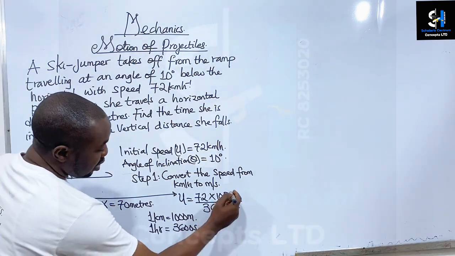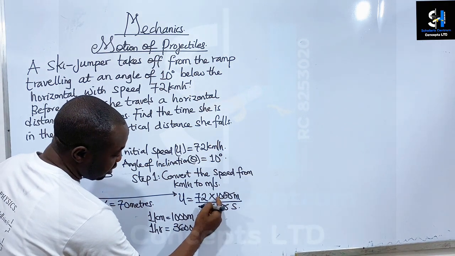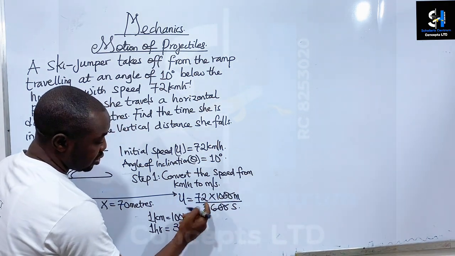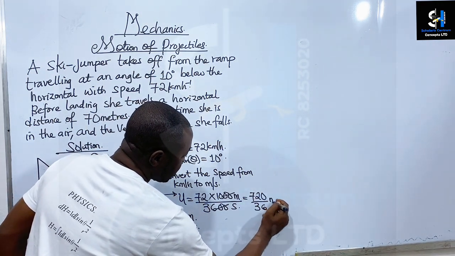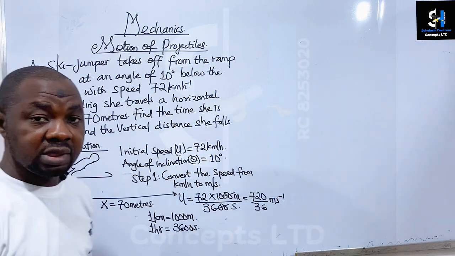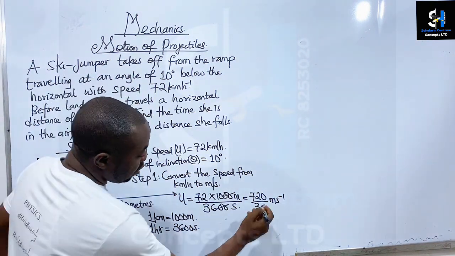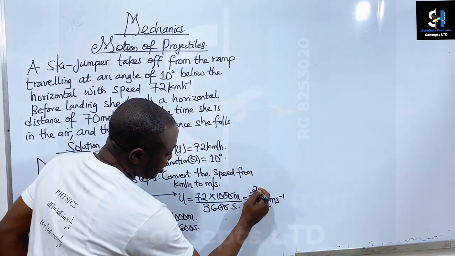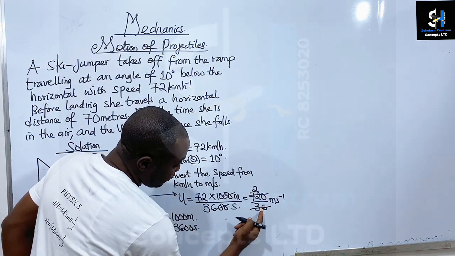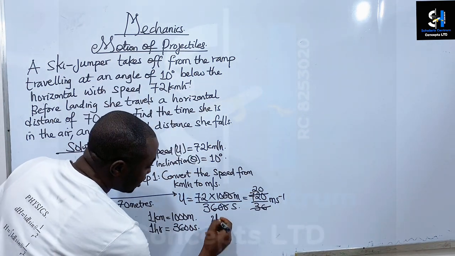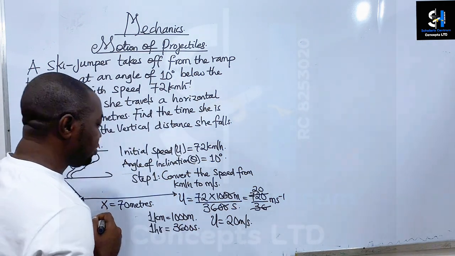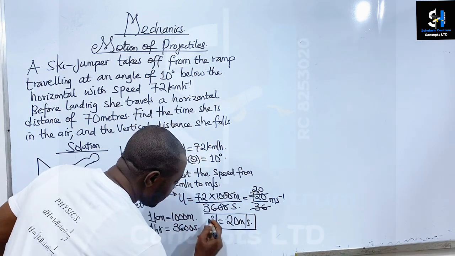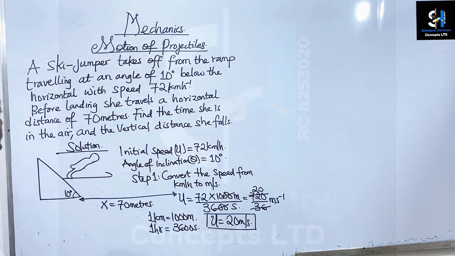Dividing this by 100, this will be 10, and dividing this by 100, this will be 36. So what we have remaining is 720 divided by 36. The unit now becomes meters per second. We know that 72 divided by 36 is 2, but 720 divided by 36 will be 20. So the initial speed is 20 meters per second. This is very important. This is the initial speed.